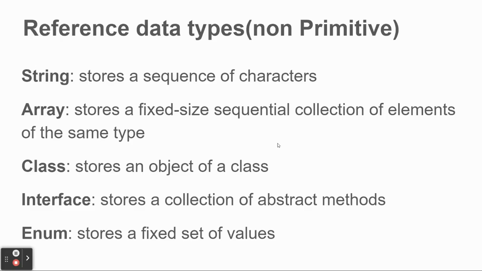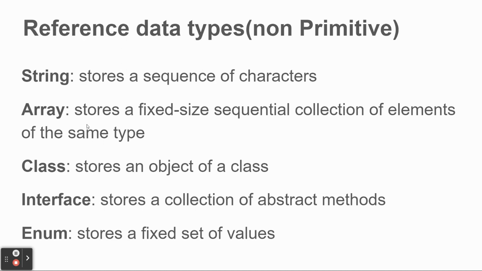Okay, so the second type of data types is the reference data type or non-primitive data types. Okay, so we are not going to cover this particular topic in detail because we will have separate sessions for each and every non-primitive data type. But which are the non-primitive data types available? So the first one is the string. Okay, so string is basically used to store a sequence of characters.